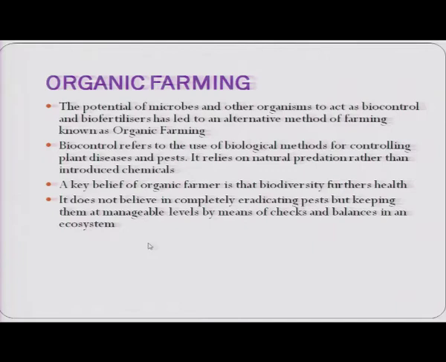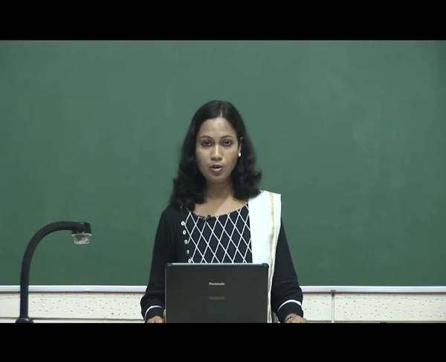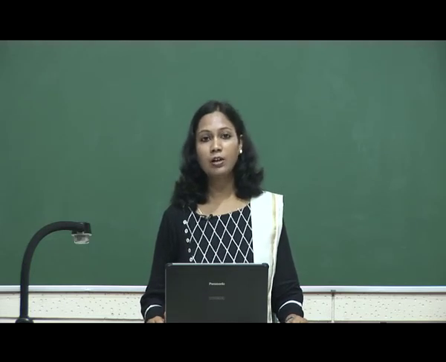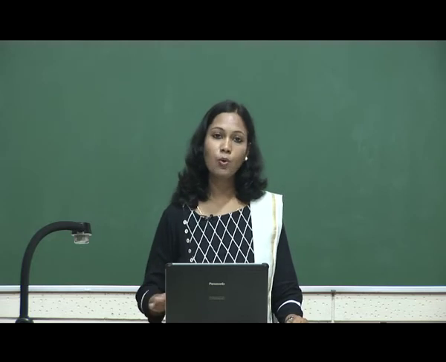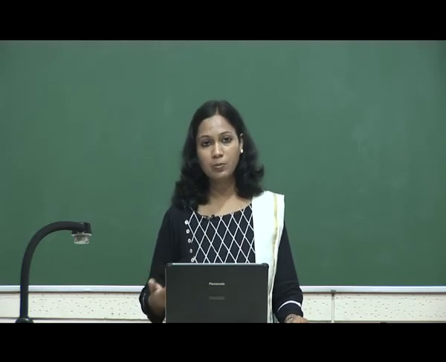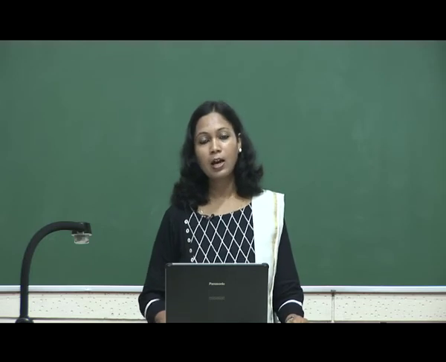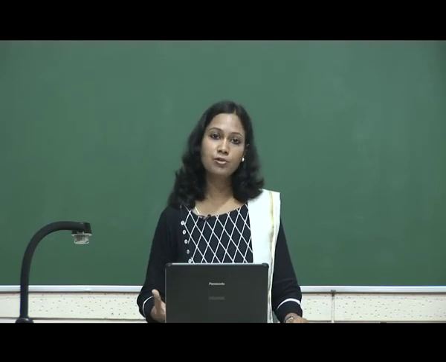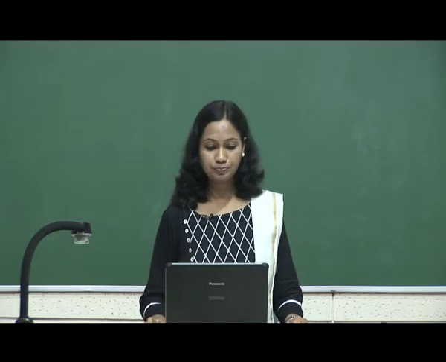That means that unlike in conventional agriculture, where we are using chemical pesticides and insecticides to completely eradicate the insects which are harming our crop, we are not doing so in the case of organic farming. What are we doing? We are just using the natural predator-prey relationship and the knowledge of other interactions, and we are keeping them at a controllable, manageable level. We are keeping checks and balances on them, and controlling their immense growth which might harm our crop.